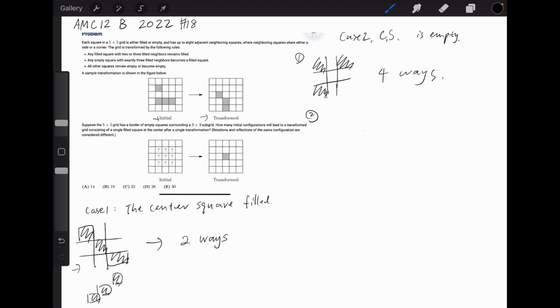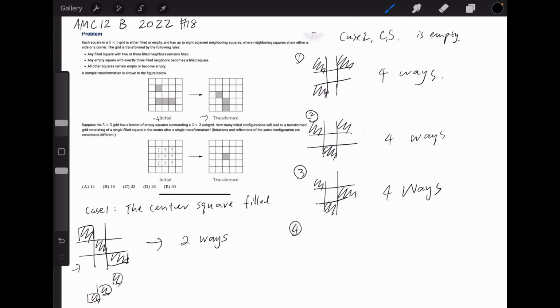And for the second case, we will have this one and this one filled. We can also rotate it 4 times by 90 degrees, therefore there are also 4 ways. And number 3 would look like this. This one and this one. Same as before, we can also rotate it 4 times, and it has 4 ways.